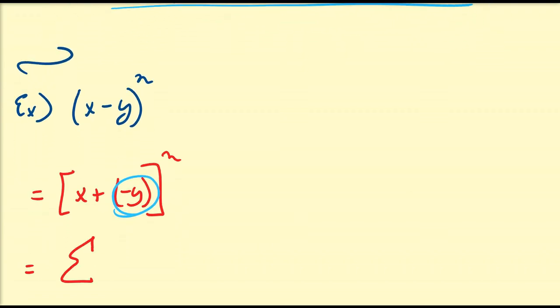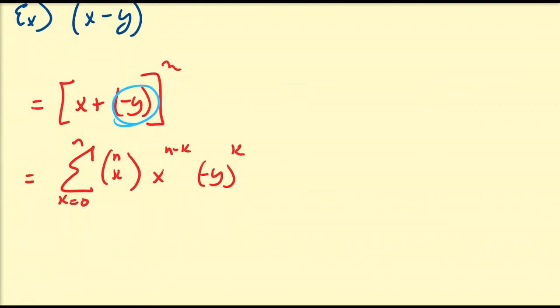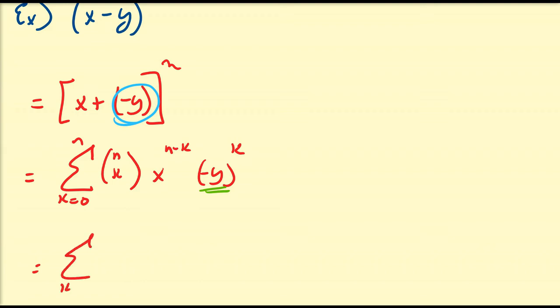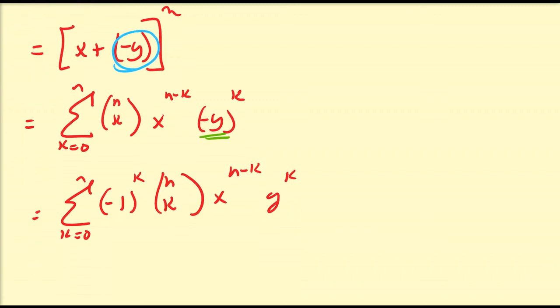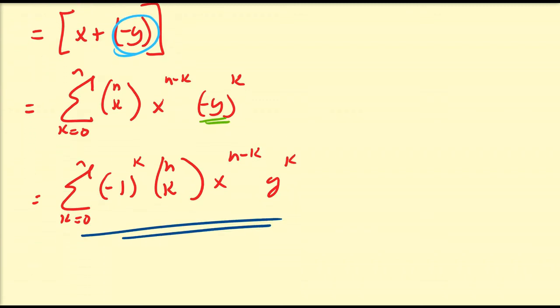So this is going to be equal to the sum from k equals 0 to n of n choose k times x to the n minus k times negative y to the power of k. And what we can do is decompose this minus sign by using our properties of exponents. So we can rewrite this instead as the sum from k equals 0 to n of negative 1 to the k times our binomial coefficient times x to the n minus k times y to the power of k. So this is our binomial expansion on a difference of terms.